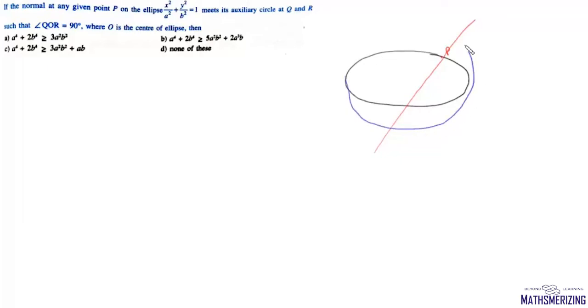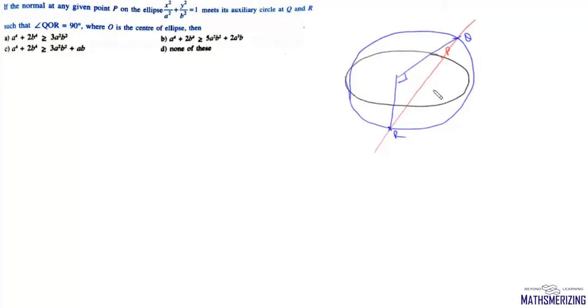Now here the question is, if the normal at any given point P on the ellipse, so we have this ellipse, and then we have a point P at which we have drawn a normal. It says the normal at any given point P meets the auxiliary circle in Q and R. So we have the auxiliary circle for this ellipse, and this normal meets the auxiliary circle at points Q and R such that this angle QOR is 90 degrees. Then which of the following conditions is true?